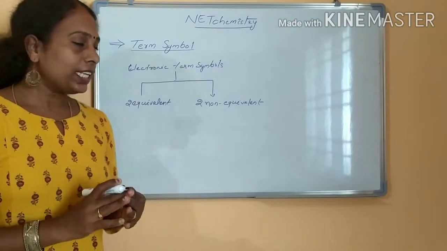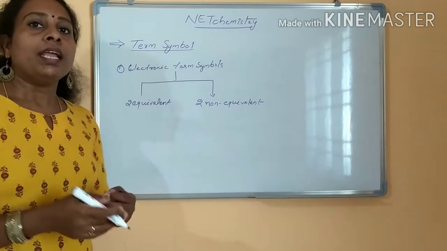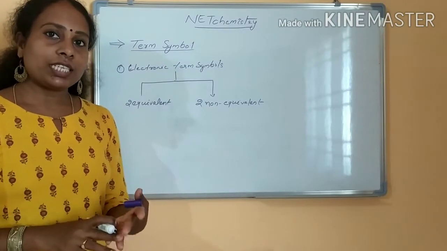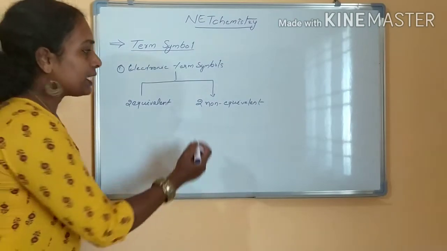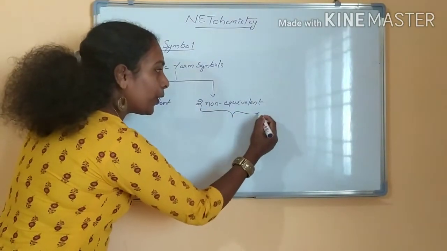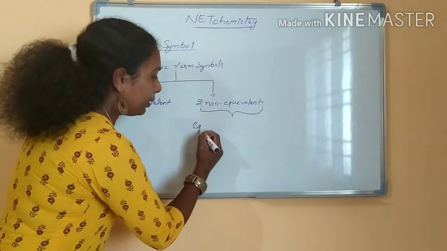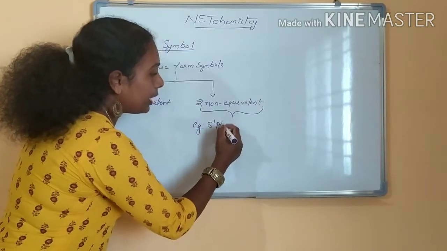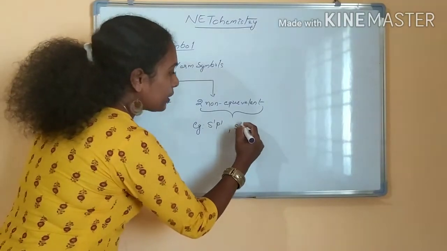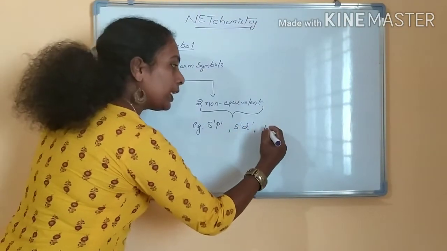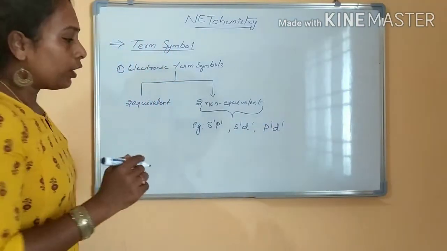So first thing is electronic term symbol. In this electronic term symbol itself, coupling between two equivalent electrons and coupling between two non-equivalent electrons are there. First we will see coupling between two non-equivalent electrons. What is non-equivalent electrons? For example, s1 p1, where s electrons and p electrons are coupling, or else s1 d1 or p1 d1 etc. This is coupling between two non-equivalent electrons.